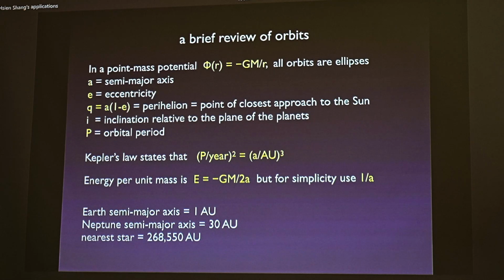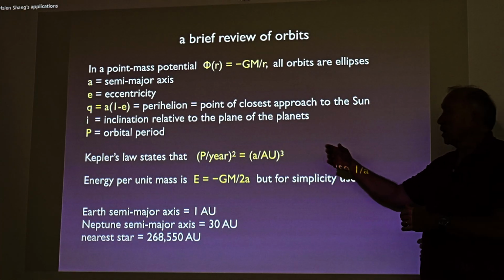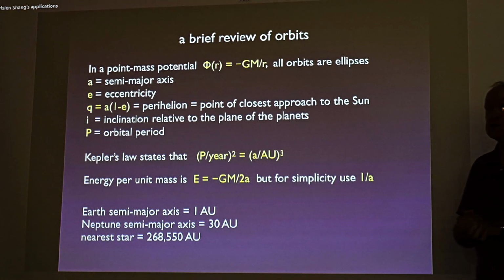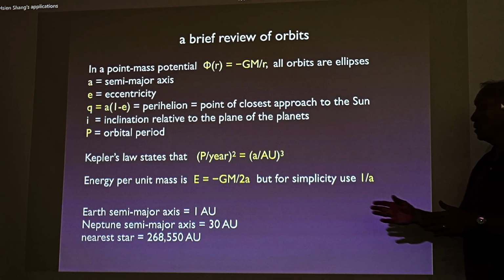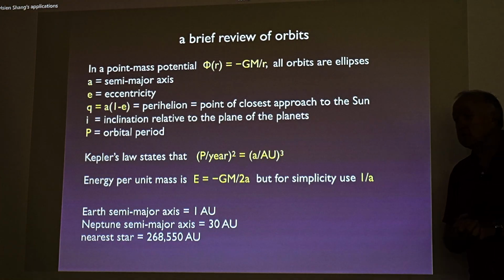There's the inclination, which I'll always measure here relative to the plane of the planets. And there's the orbital period, and by Kepler's law, the square of the orbital period in years is the cube of the semi-major axis in astronomical units. The energy per unit mass is minus G times the solar mass over twice the semi-major axis.